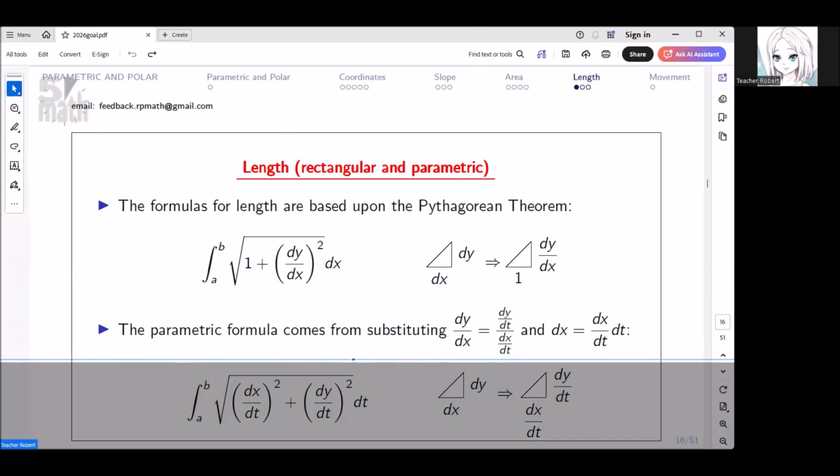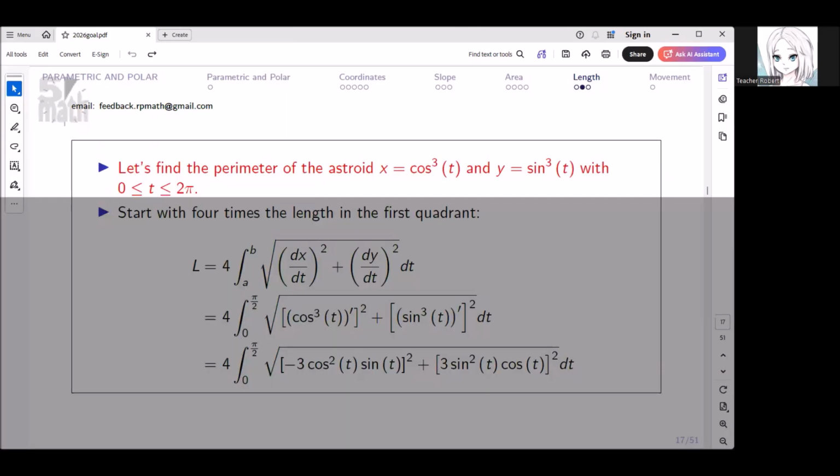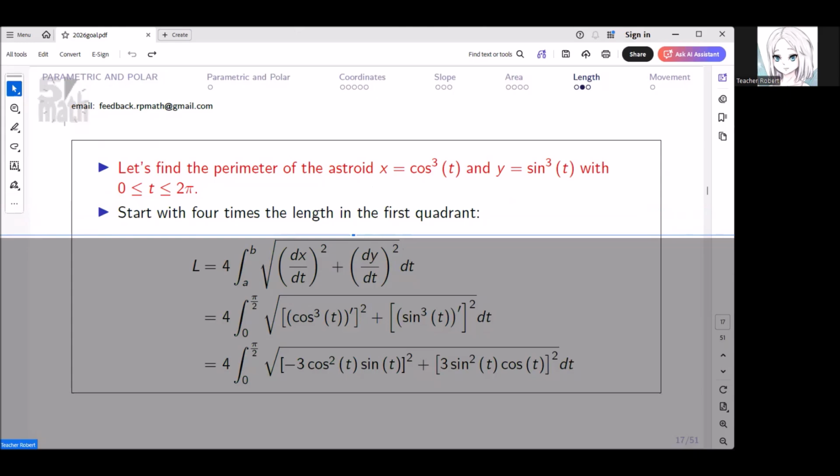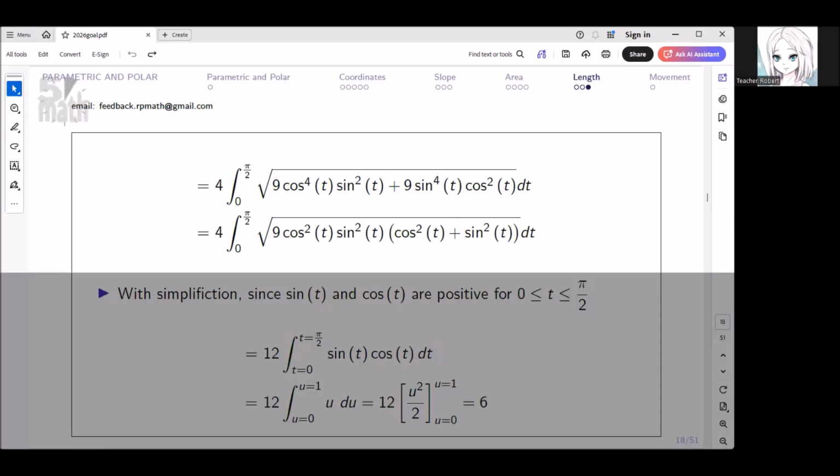The parametric formula comes from substituting dy dx equals this and dx equaling this. Let's find the perimeter of the asteroid x equals cosine t cubed and y equals sine t cubed, with t greater than or equal to 0, less than or equal to 2 pi. Start with 4 times the length in the first quadrant, and we get the following. Continuing.